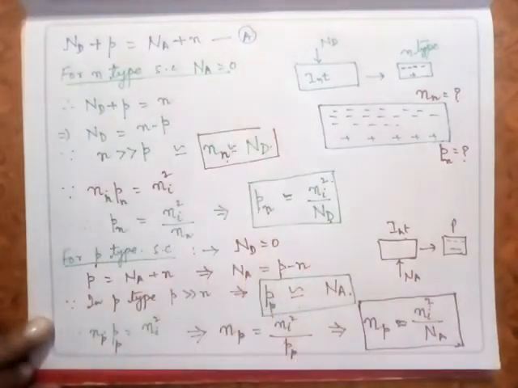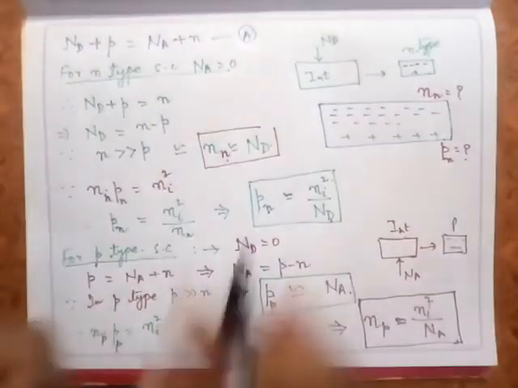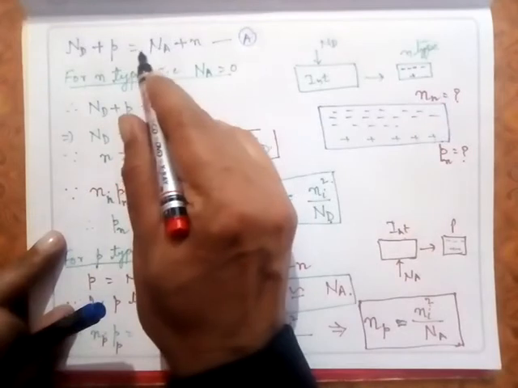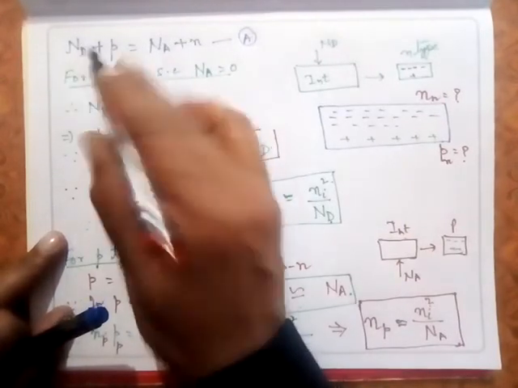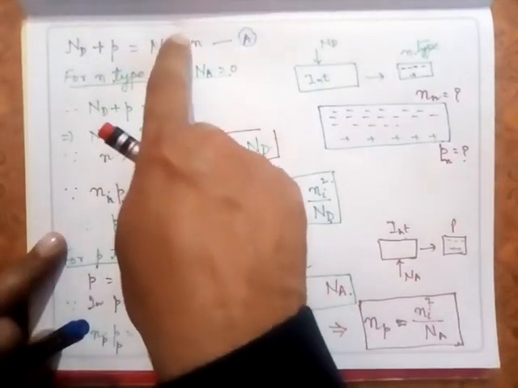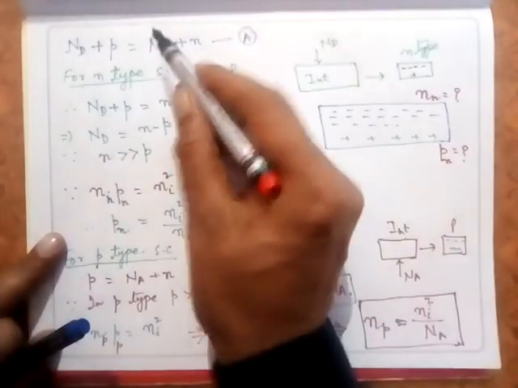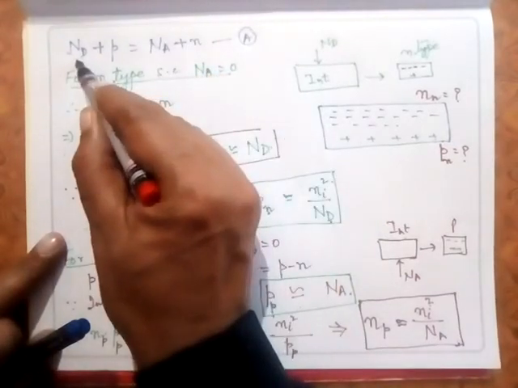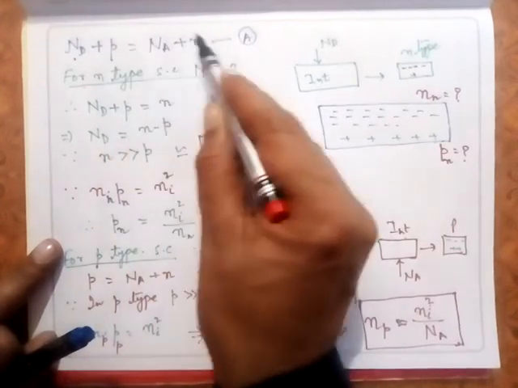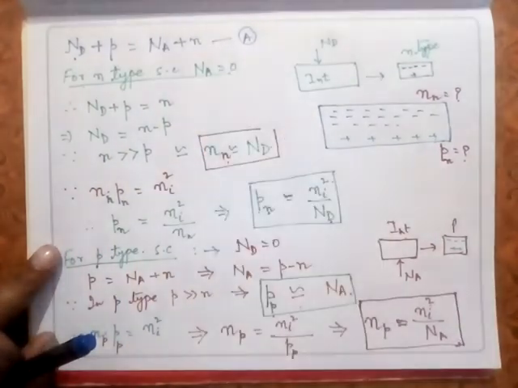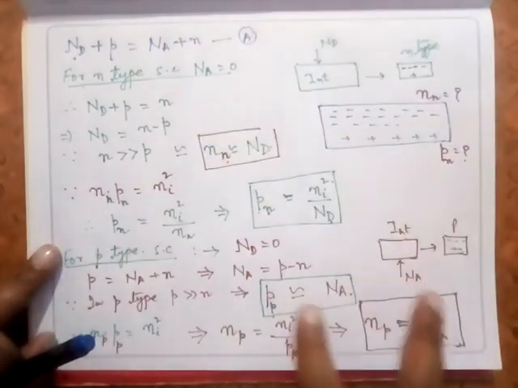The third case is the intrinsic semiconductor. I'm explaining, not writing it. What will happen in intrinsic? Intrinsic means there is no doping, so Na is equal to 0 as well as Nd is equal to 0. And of course, then the electron concentration is equal to the hole concentration, which we already know, and it is equal to the intrinsic concentration. I hope this point is clear to you.